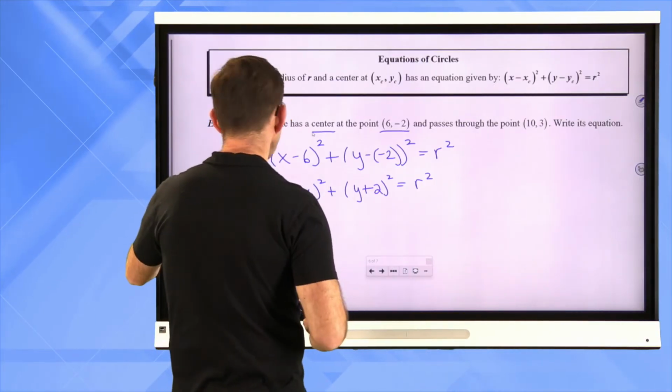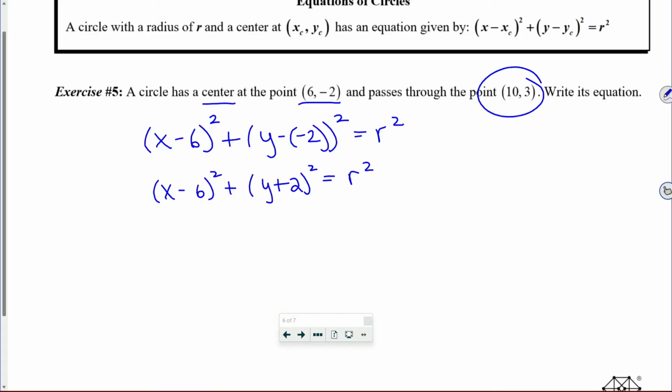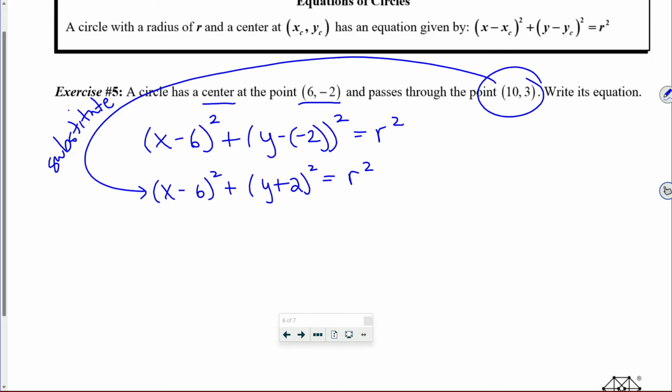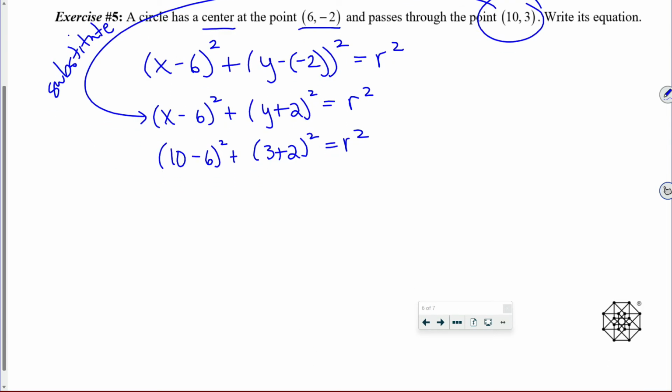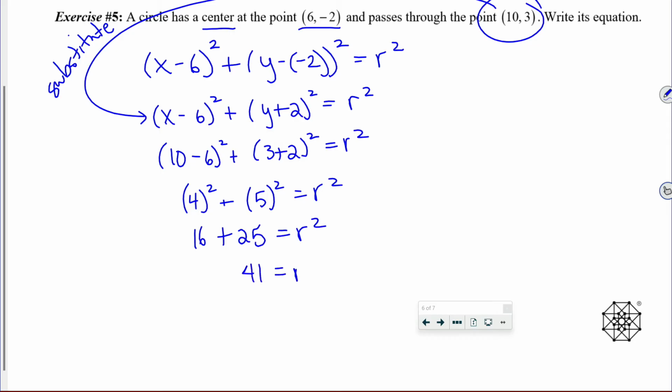Now, let's take a look at that. So I'm now going to take this point and I'm going to substitute it in. We can always do that. Even if that doesn't look like the word substitute, I can substitute it in and I'll get 10 minus 6 squared plus 3 plus 2 squared is equal to r squared. 10 minus 6 is 4. 3 plus 2 is 5. 4 squared is 16. 5 squared is 25. And I'll get 41 is equal to r squared.